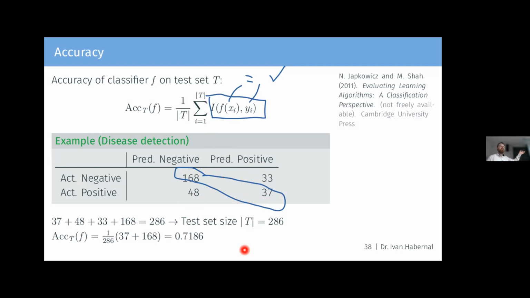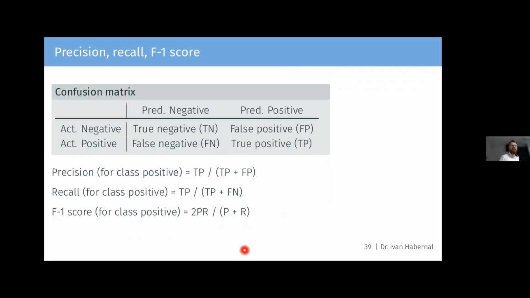And it's between 0 and 1. So 100% is the best system. It works perfectly. If you have binary tasks and a balanced data set, 50% would be the random accuracy. So accuracy has some issues. If you have a skewed data set, it won't work that well. So we have other metrics, which are called precision, recall, and F1 score.